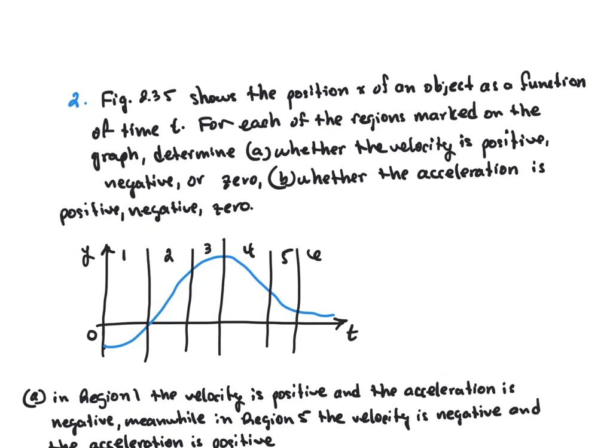Alright, so this is question 2 on test 4. It says figure 2.3 shows the position of x on an object as a function of time t. For each of the regions marked on the graph, determine whether the velocity is positive, negative, or 0, and whether the acceleration is positive, negative, or 0.